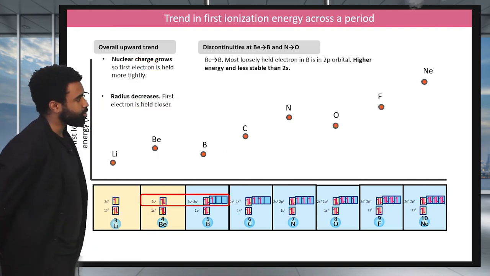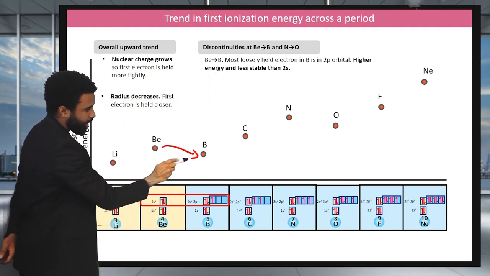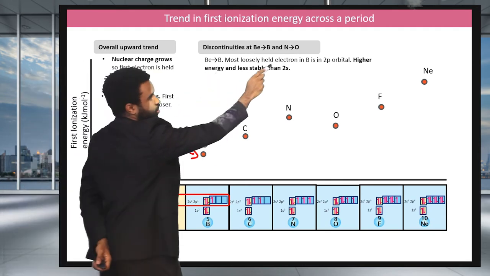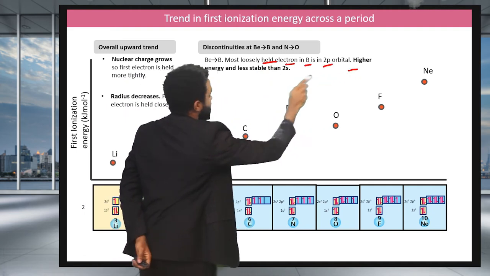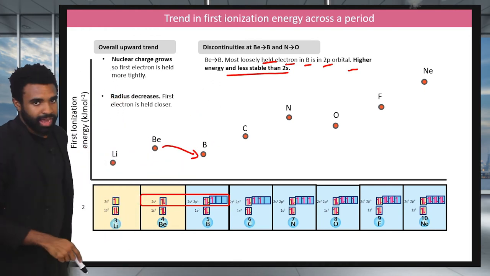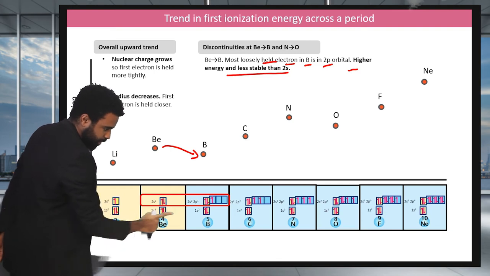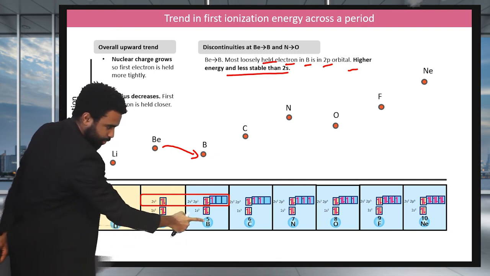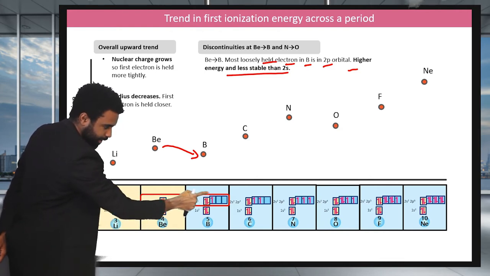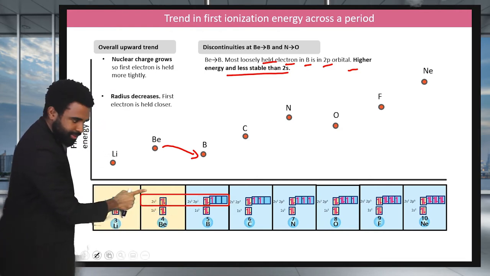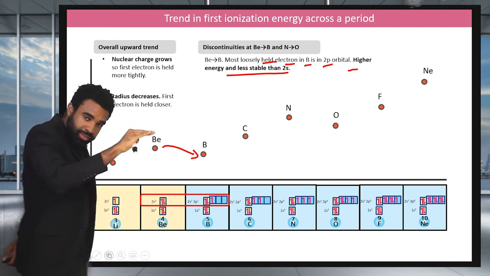How about these discontinuities? Well, between beryllium and boron, what's happening is that the most loosely held electron in boron is in 2p. And that's higher energy than 2s. Higher energy means less stable. So here we have the valence shells for beryllium versus boron. We can see for boron, we have an electron that is in a 2p orbital, this blue one here, whereas here we just have 2s. And as you can see, 2p is slightly higher energy than 2s. Higher energy means easier to remove.